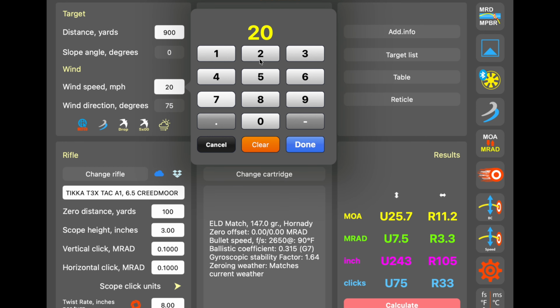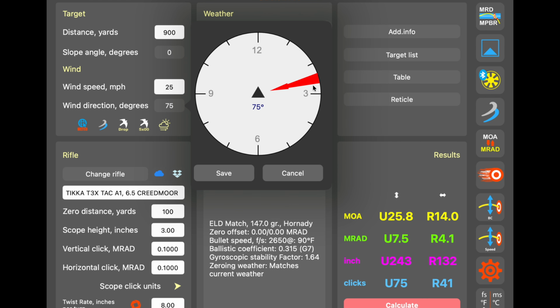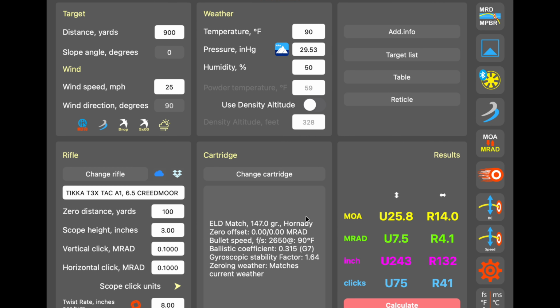If you're shooting at 25 miles an hour, I would say you're doing something right. You got to get out there and practice. 900 yards, 25 mile per hour wind at 230, 75 degrees. We got 4.1 mils. Let's go ahead and knock this up to our full value wind. We're going to compare that 4.1 mils. And there we go. So with a high wind like this, that'll start changing it. Or if you're out to 1,200 yards.